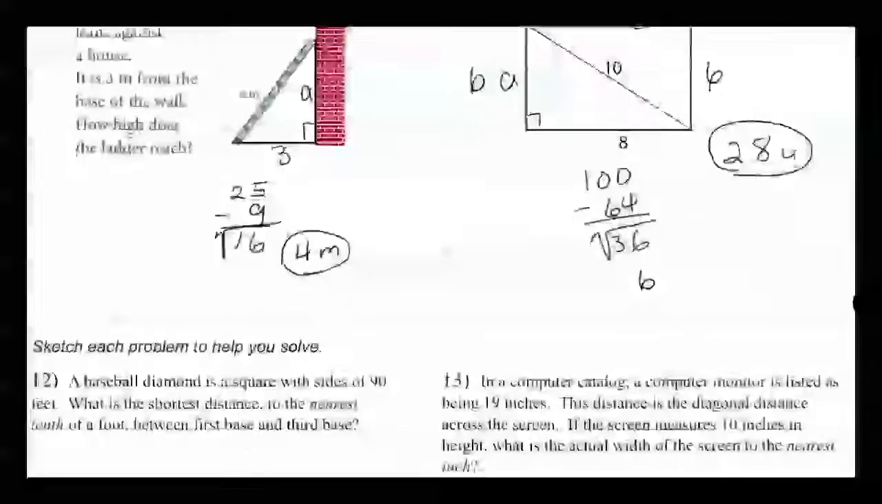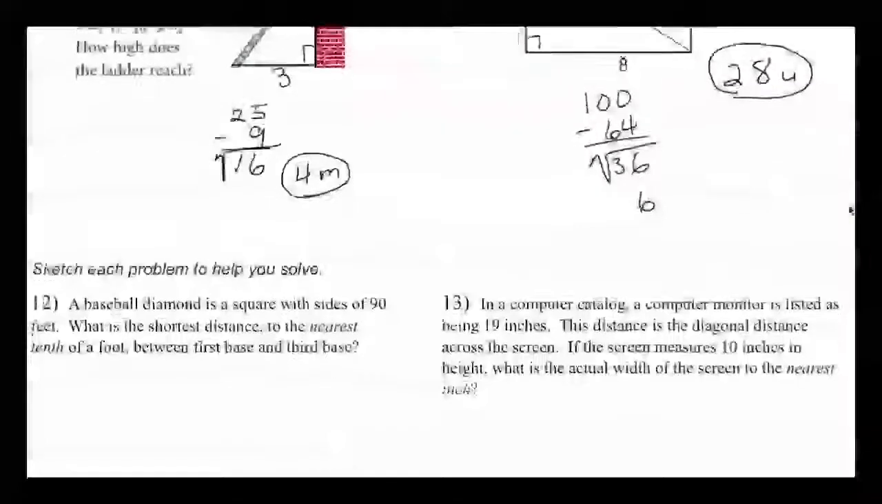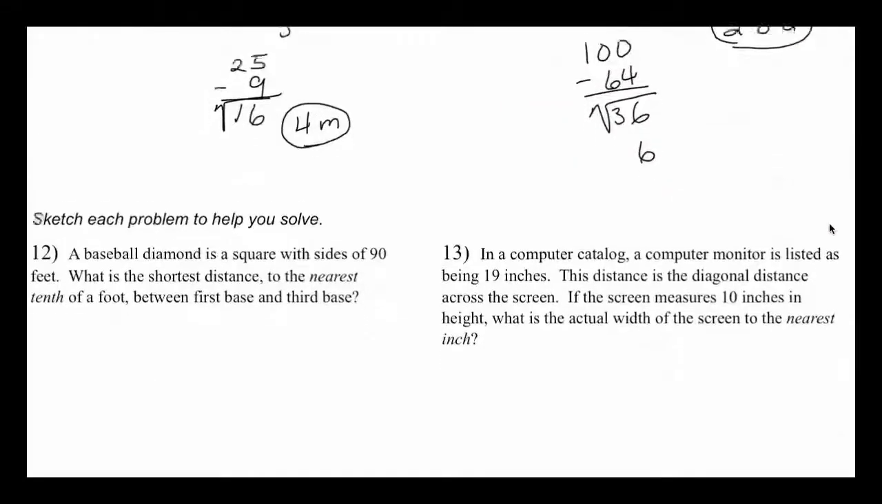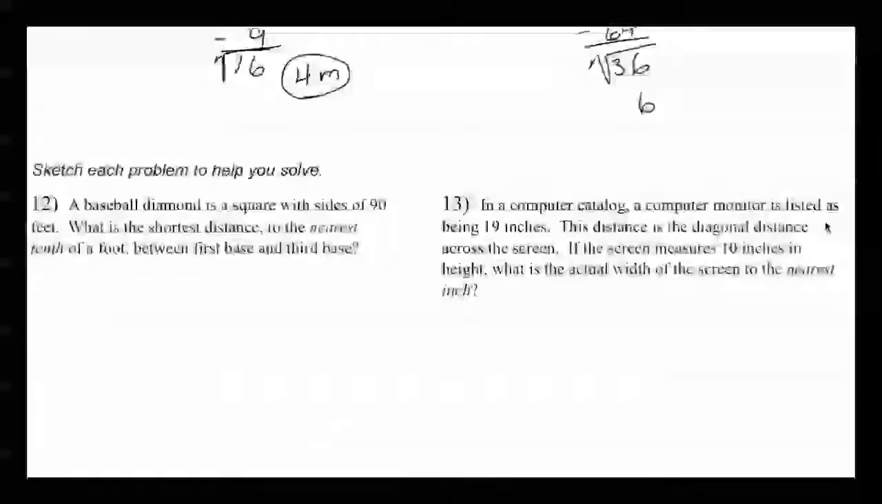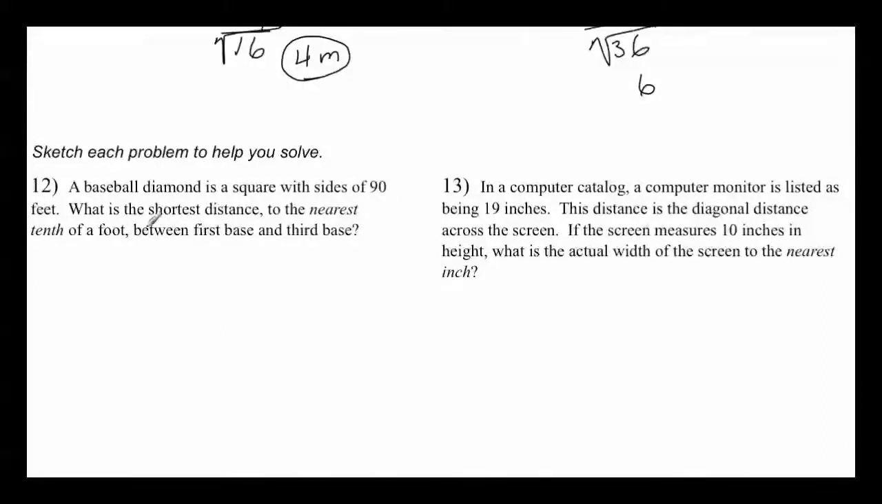Okay, sketch each problem to help you solve. A baseball diamond is a square with sides of 90 feet. What is the shortest distance to the nearest tenth of a foot? Well, in class we said, let's just make it to the nearest foot between first base and third base. So let's go ahead and make our baseball diamond.